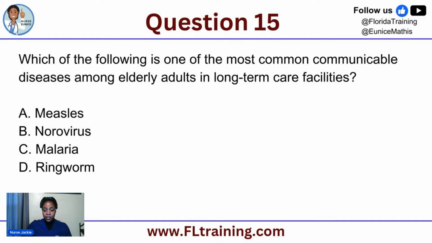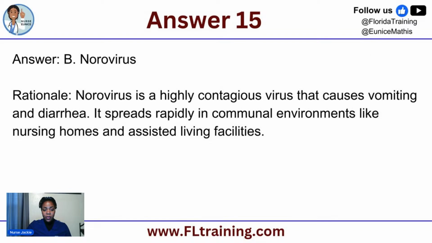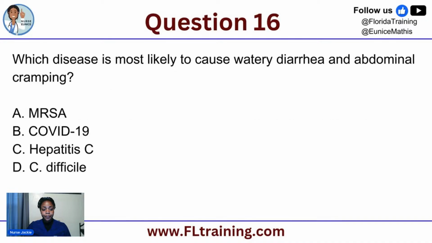All right, here we go in 3, 2, and 1. B, the correct answer is norovirus. Norovirus is a highly contagious virus that causes vomiting and diarrhea. It spreads rapidly in communal environments like nursing homes and assisted living facilities.